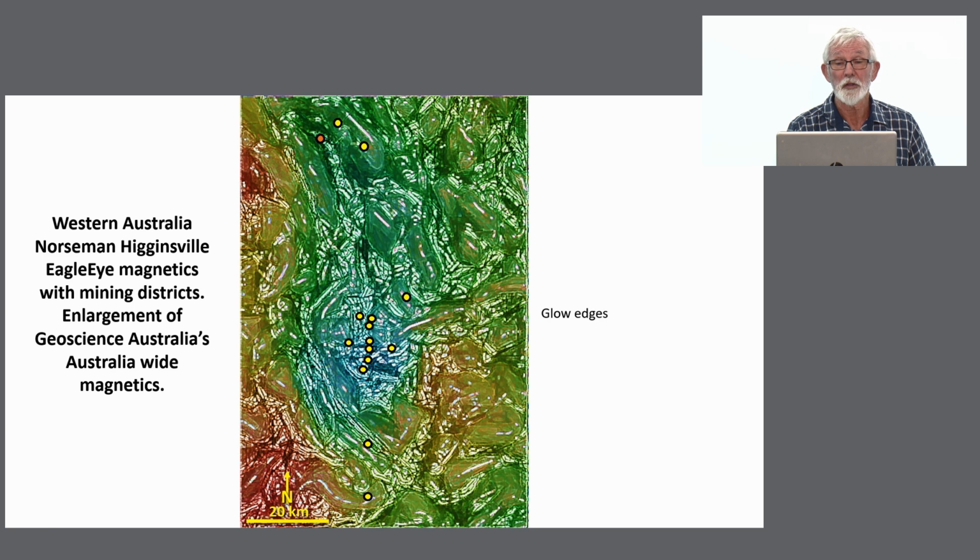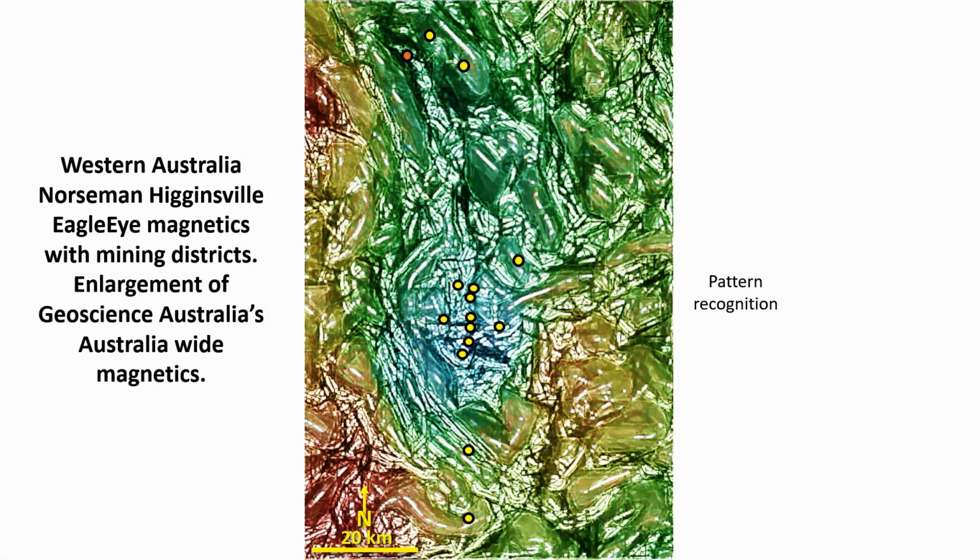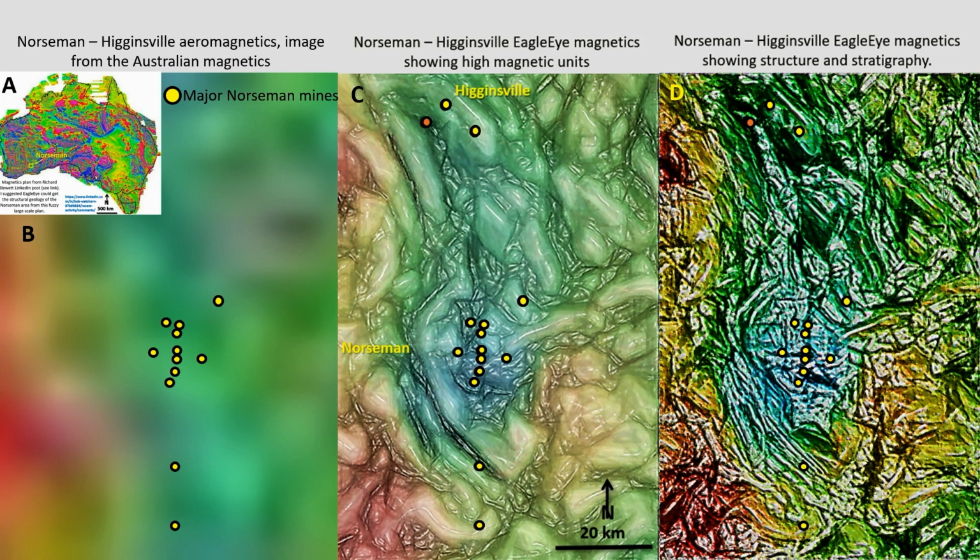Another one with glow edges. So now you're starting to see what I'm looking for, which is the fine detailed structures of Norseman. And even at this scale, I can see that they're in the right direction at least. Back to pattern recognition to make them clearer. So we've gone from the Australia-wide image to the pattern recognition image basically, and then to the worming image.